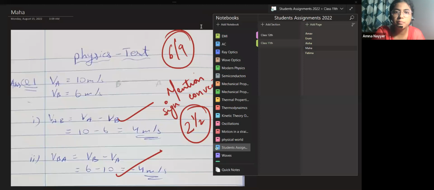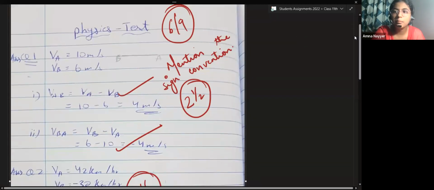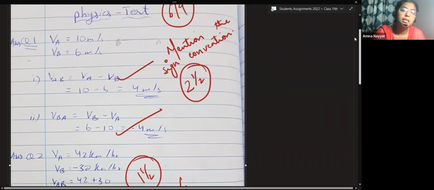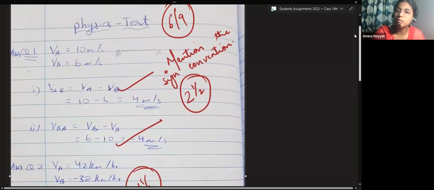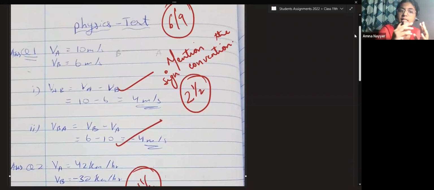So this is Maha, right? Maha, just see. No, Maha's first answer was right. Okay, I'm sorry, I think it was someone else. Maha, you have to mention the sign convention. See, you had done it correctly. 4 meter first, it was a 3 marker. You have lost just half a mark. You have not mentioned which side you have taken as positive. You have written it as VA minus VB, 10 minus 6, and in the next sentence, it became 6 minus 10.